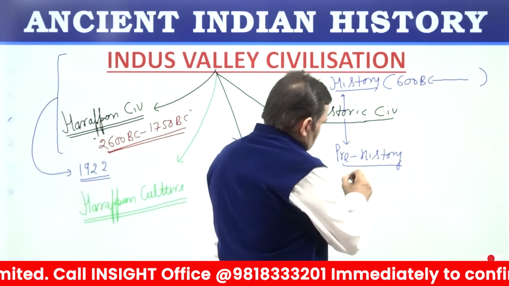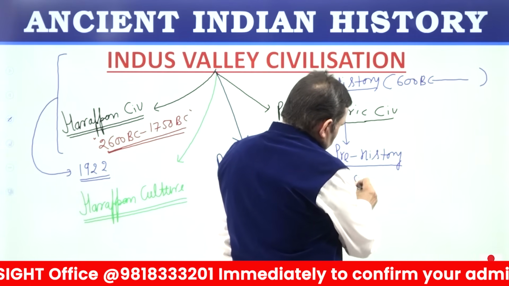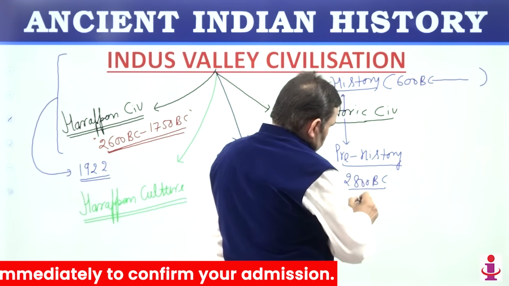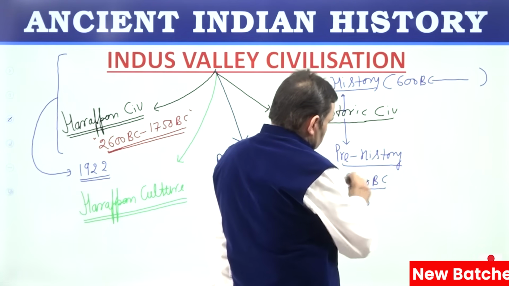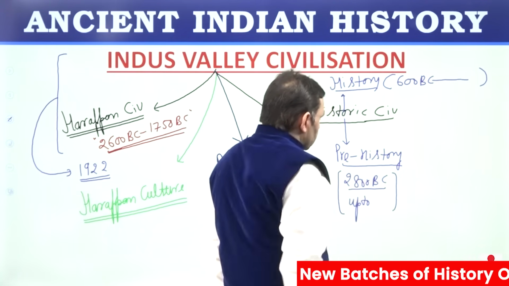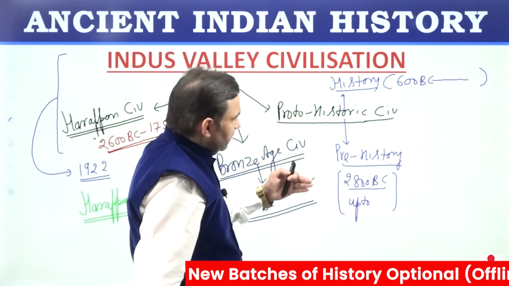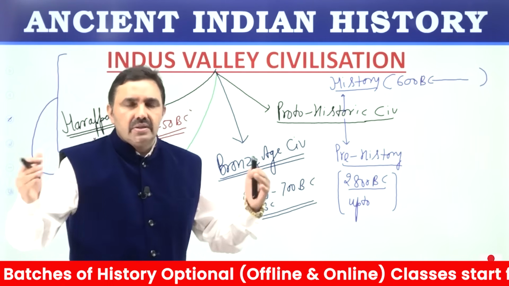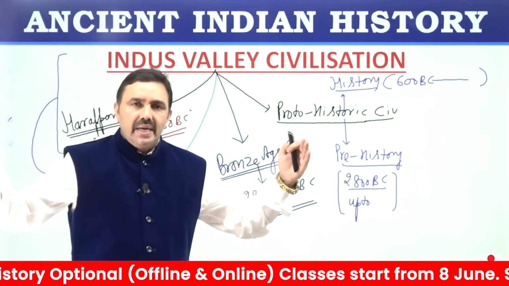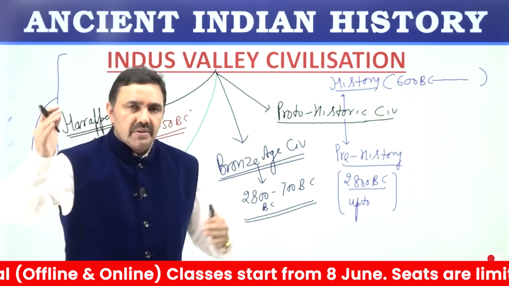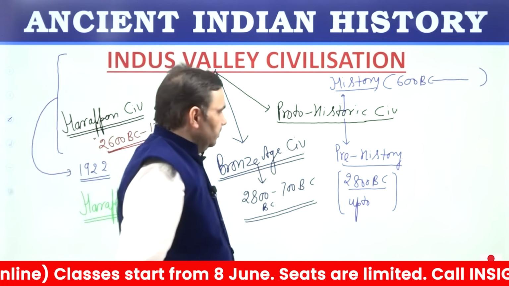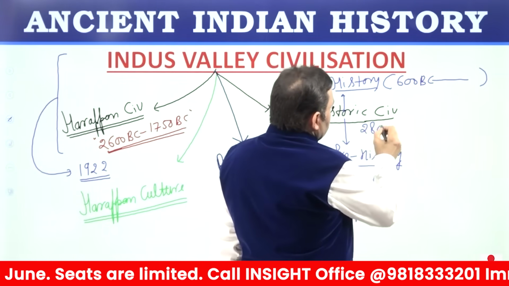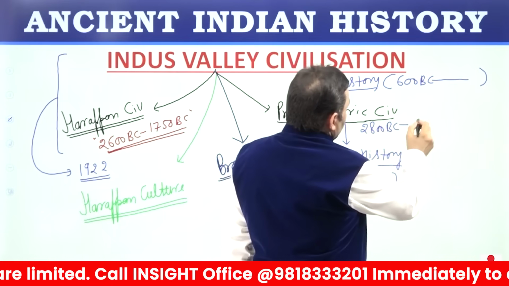Prehistory is up to 2800 BC. From the beginning of human life, which commenced something around 2 million years ago, for those 20 lakh years, the phase was Stone Age, and that was prehistory. And 2800 BC to say 600 BC, this was the proto-historic phase.